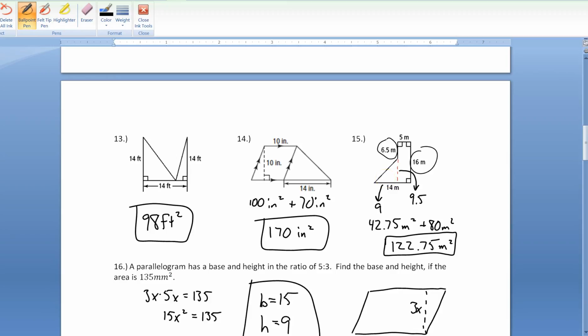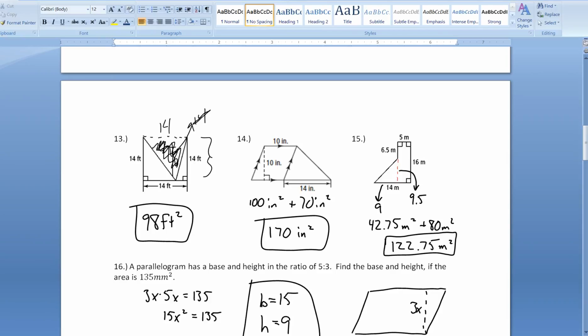So you might have to do a little bit of segment addition here, subtraction and addition, but it's just our segment addition postulate. So now I have a rectangle. I do the area of the rectangle, 5 times the 16, that's where I get the 80. I do the area of the triangle, 1/2 the base times the height, using the 9 and the 9.5. And then I just add those together.